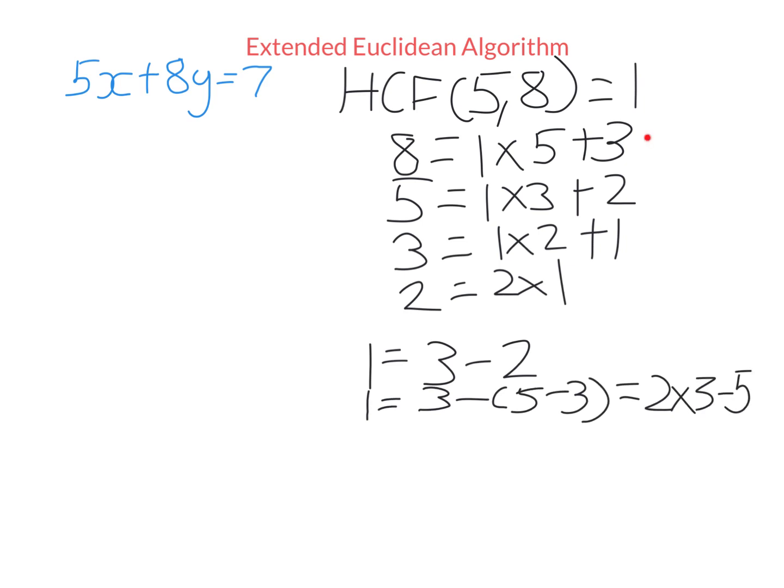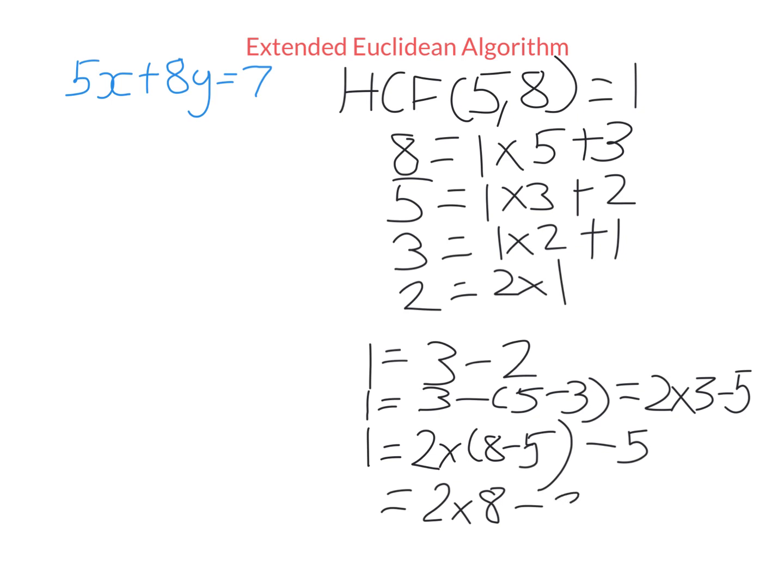So the next line tells us we're going to replace the 3 here with 8 minus 5. So we get 1 is 2 times 3, which is (8 minus 5), minus 5. So just simplifying that, I get 2 times 8 minus 3 times 5. So we've actually used the extended Euclidean algorithm to solve the equation 5x plus 8y equals 1.